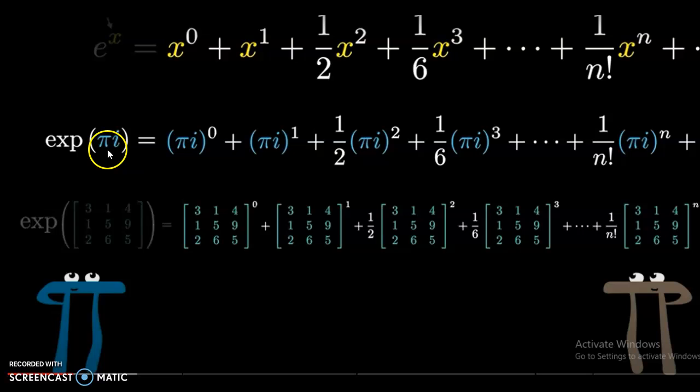Similarly, the exponential of a matrix, e to the power of the matrix, equals the matrix to the power 0, plus the matrix to the power 1, plus 1 by 2 the matrix squared, plus 1 by 6 the matrix cubed, plus up to 1 over n factorial the matrix to the power n.